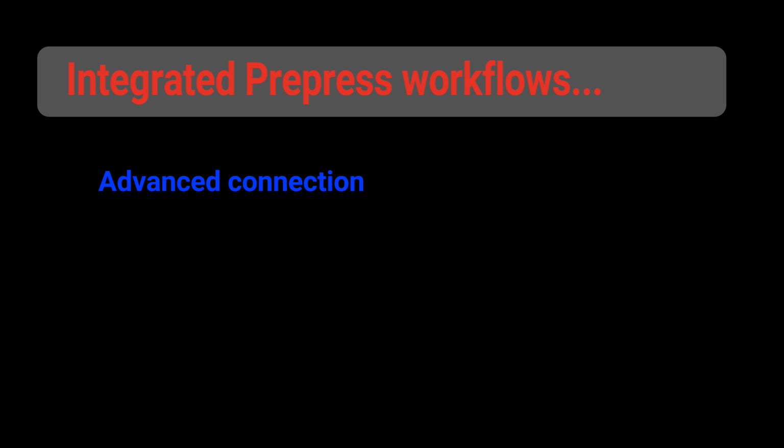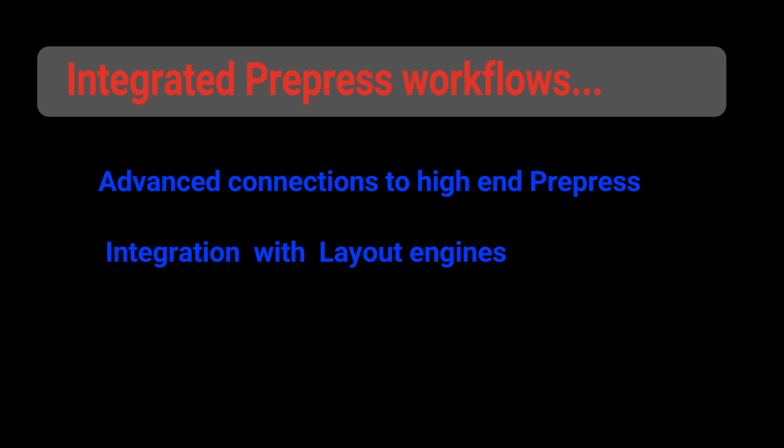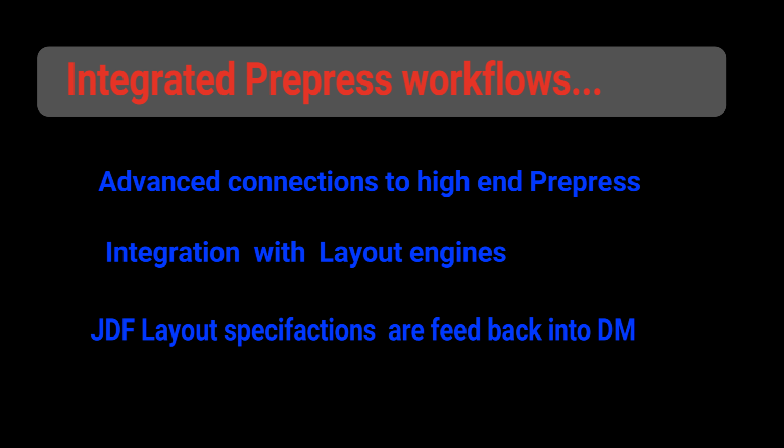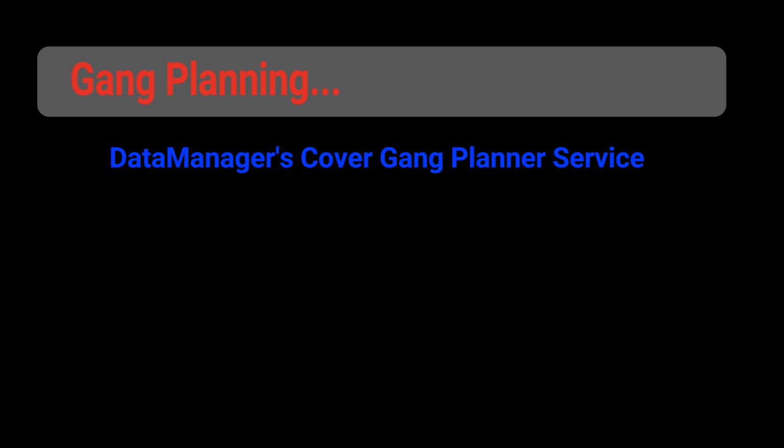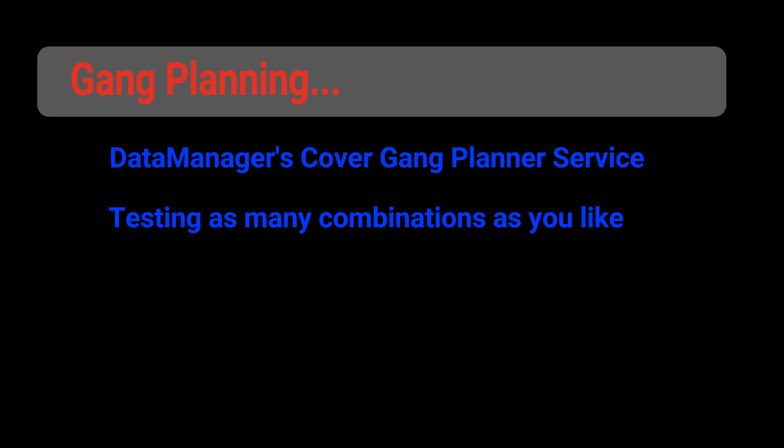While some of the processes are also using advanced connections to outside systems, like PitStop, Printect, Printergy, ESCO Automation Engine, or virtually any hot folder product. We will also highlight integration with layout engines to automate and manage the complexities of finalizing layouts into press jobs. Layouts are automatically harvested for critical layout information to feed back to the MIS system. For this series, we use a combination of Data Manager's Cover Gang Planner service to group, organize, and plan a selection of orders into optimized layouts.